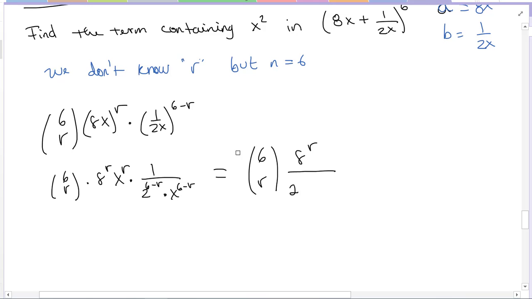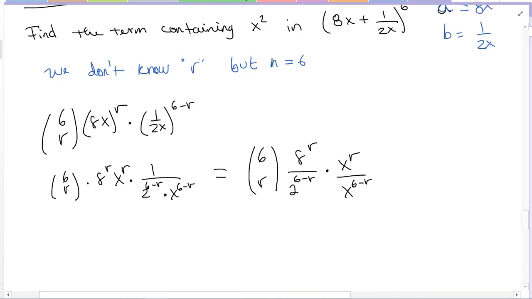I need to also get rid of it there. So I have 8 to the r over 2 to the 6 minus r. So that's our coefficient that will go with the 6 choose r times, and now the x's. I have x to the r, and from here, x to the r over x to the 6 minus r.